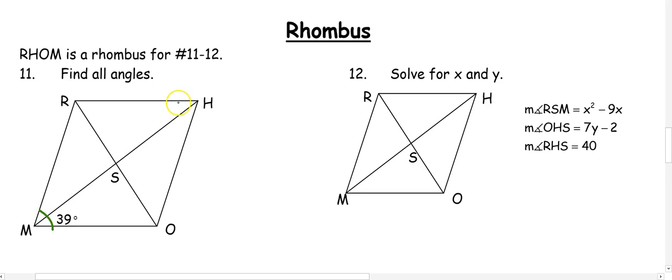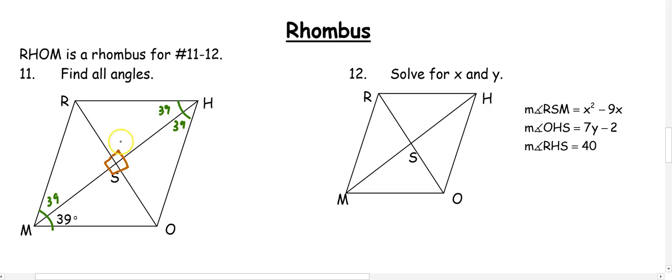So MH is bisecting the angles. So if part of that's 39, all of these angles have to be 39 degrees because opposite angles are congruent and they were all bisected. Remember that diagonals are also perpendicular. So we know that they are always forming right angles in the center.